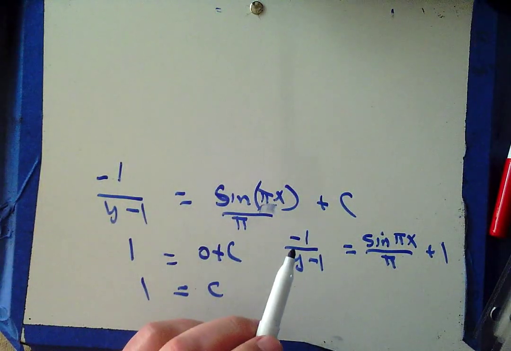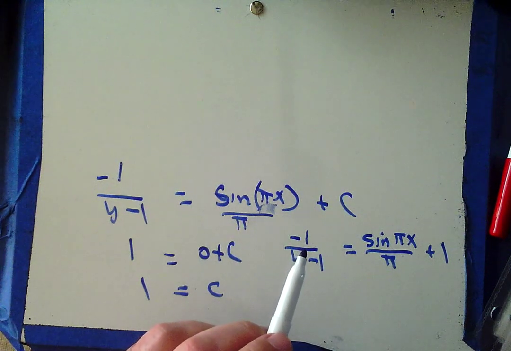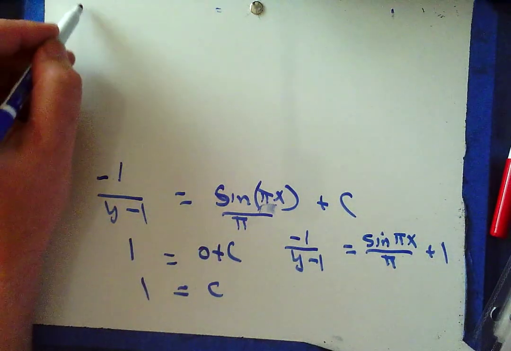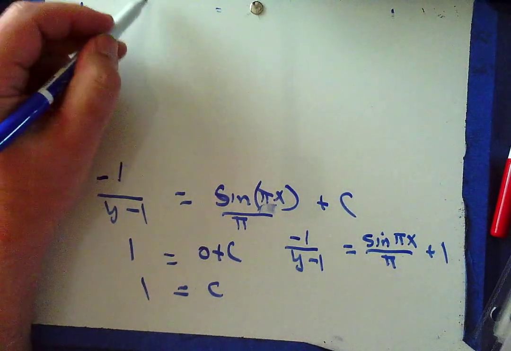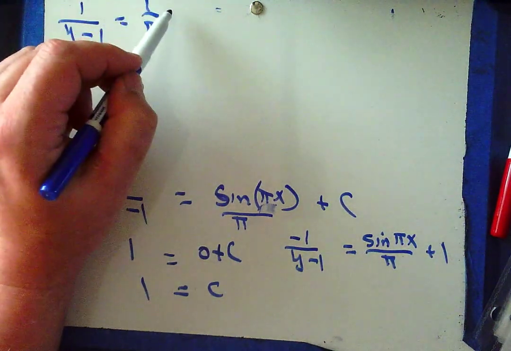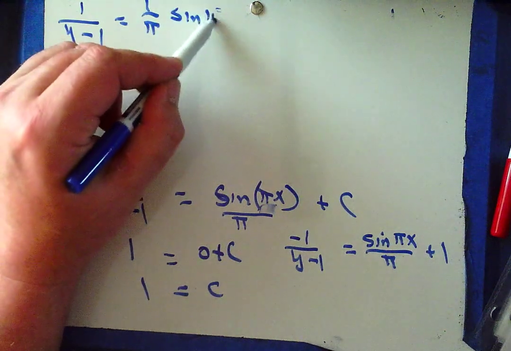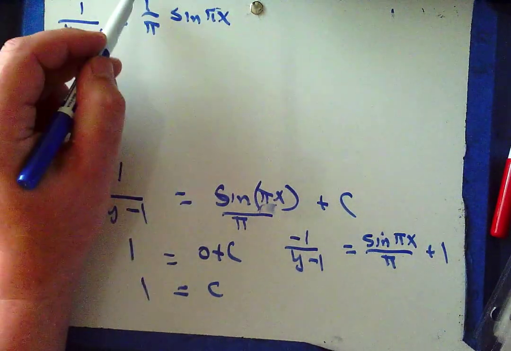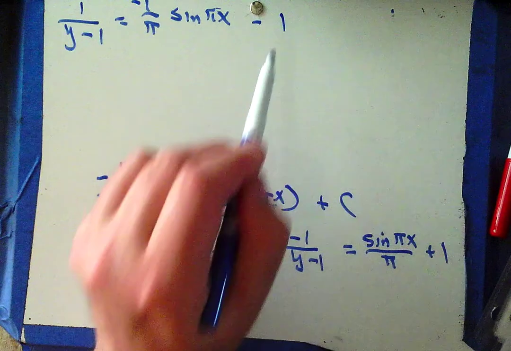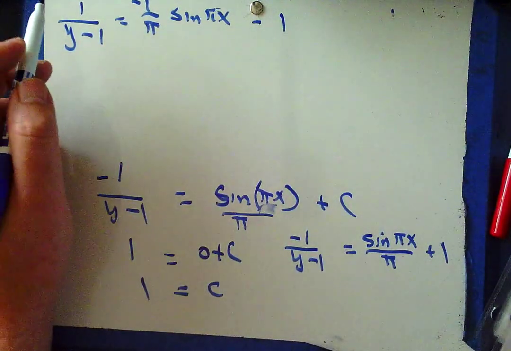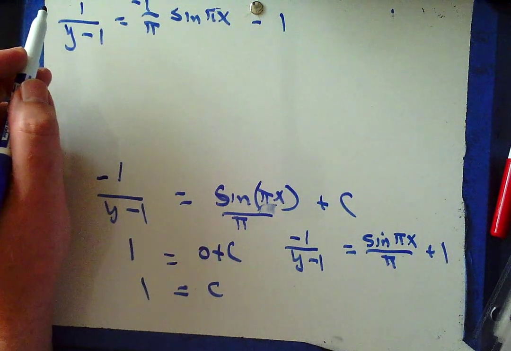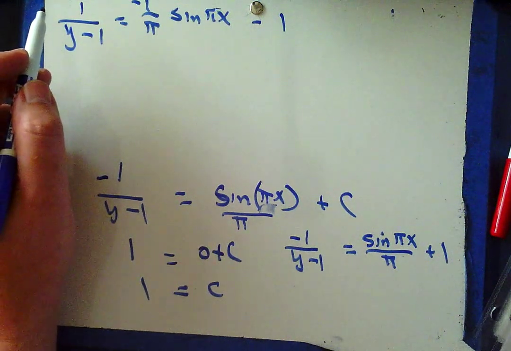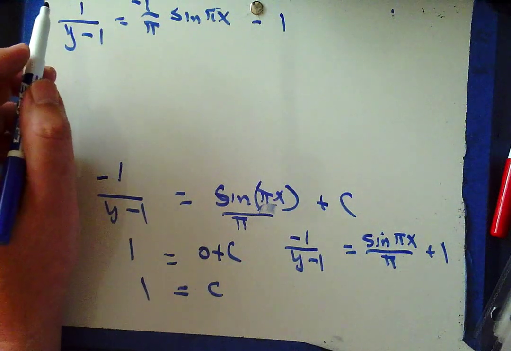Okay, first thing I'm going to do is I'm going to multiply everything by -1. So I've got 1 over y minus 1 equals 1 over pi, sine pi x, and don't forget that's a negative now, minus 1. All right, I'm gonna do that first.